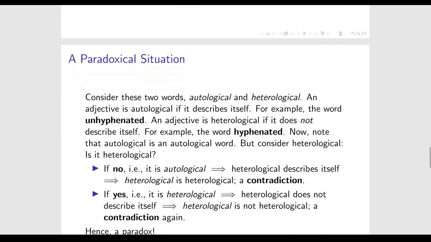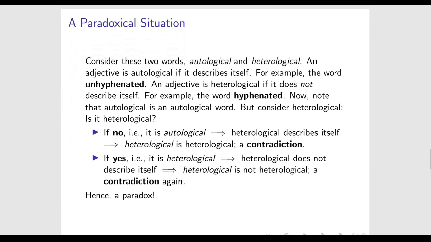Now, let's look at an interesting situation, a paradox. Consider these two words, autological and heterological. An adjective is autological if it describes itself. For example, the word unhyphenated. Unhyphenated is an unhyphenated word, hence it is autological. An adjective is heterological if it does not describe itself. For example, the word hyphenated. The word hyphenated is not hyphenated, hence it is heterological.